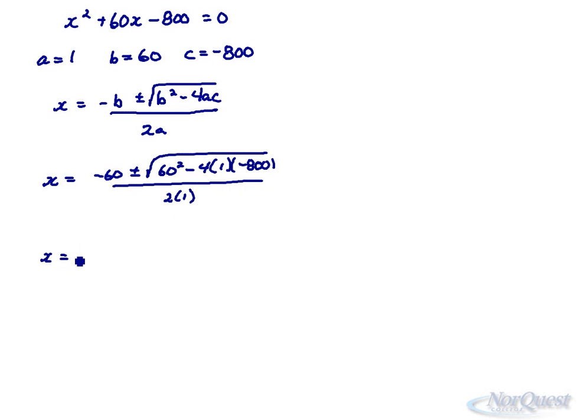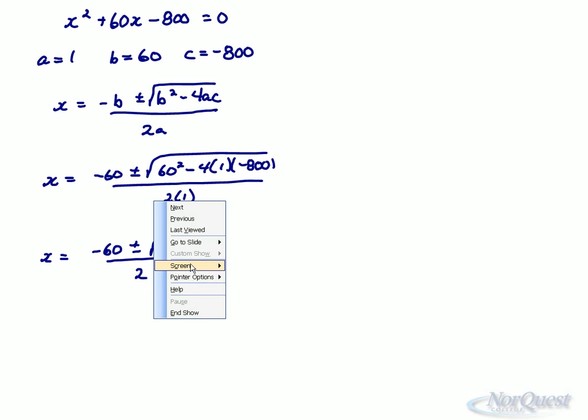Simplify that discriminant, or what's inside the radical sign. So you get negative 60 plus or minus. So I'm just going to punch this in on my calculator now. 60 squared minus 4 times 1 times negative 800 should give me the square root of 6,800 all over 2. Now I'm just going to load up a calculator here to show you how to punch this in.